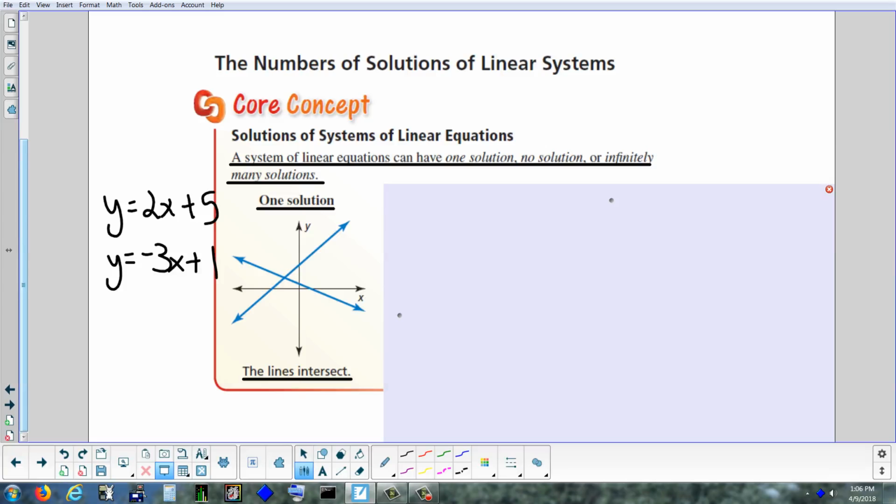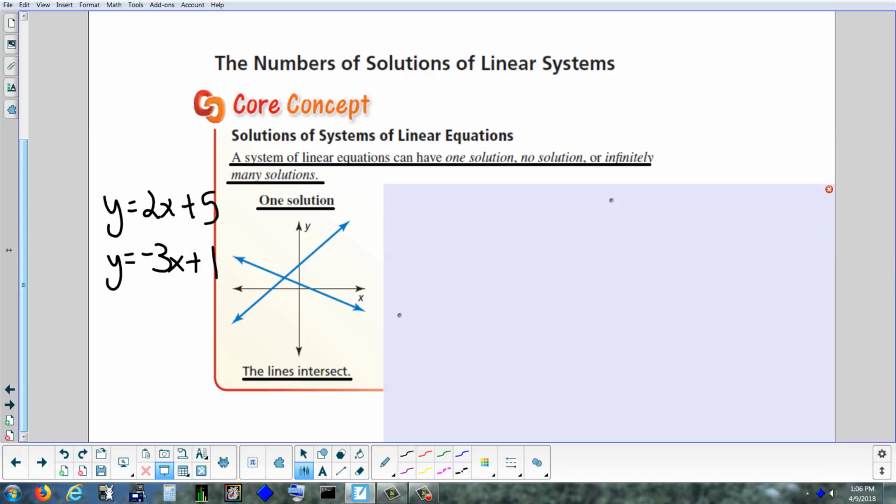And again, if you don't know, based on looking at the equations, how many solutions they're going to have, that's okay. I'm just giving you a little hint here: if the number with x is different and the number at the end is different, that means you're only going to have one solution.